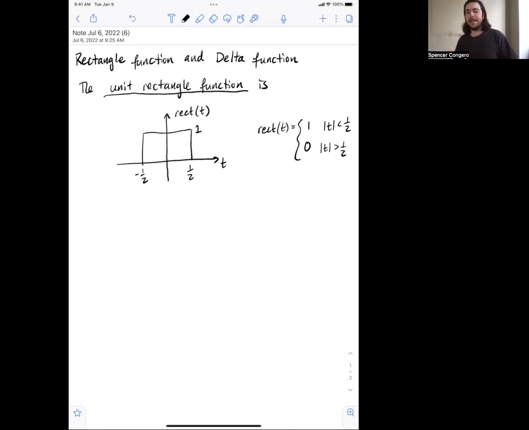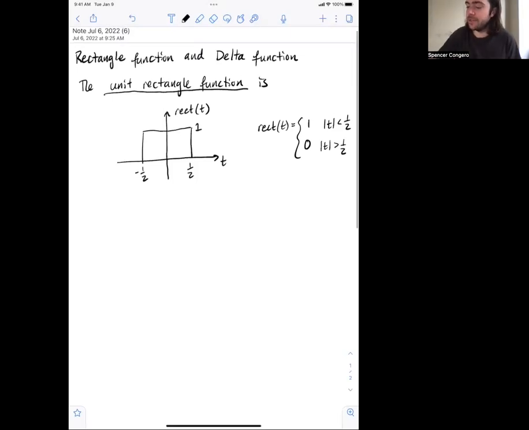Okay, and you might ask, well, what happens at a half? And the point is we never really worry about those points. They're not going to play a role in this class. They can really be whatever you want. We just want there to be some range where it's 1, some range where it's 0. You could take it at a half to be 1 or 0 or whatever you like. We'll design everything in the class to make sure that that ambiguity never comes into play. So you don't have to worry about that. All right, so this is the rect function.